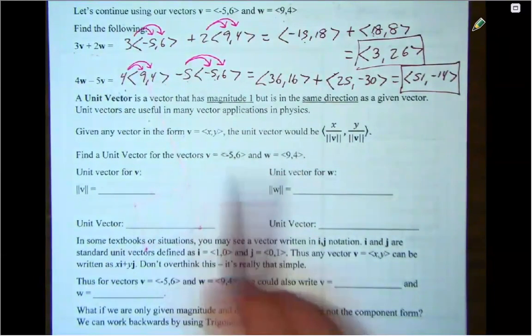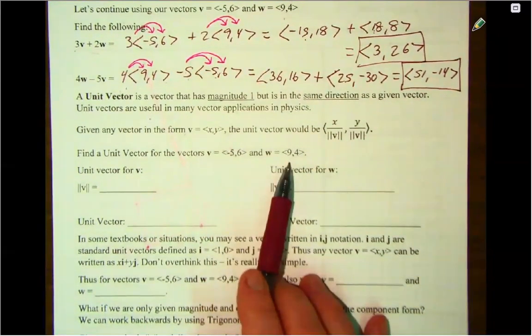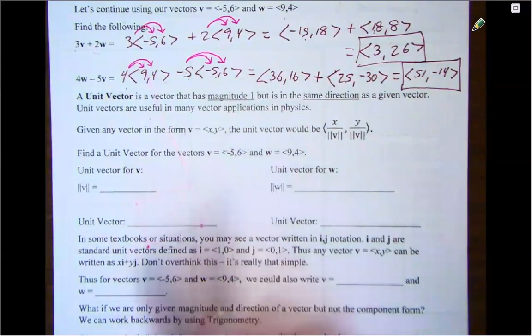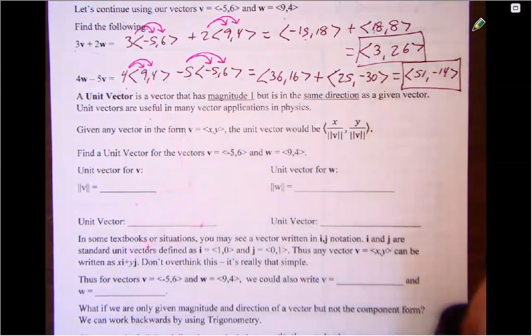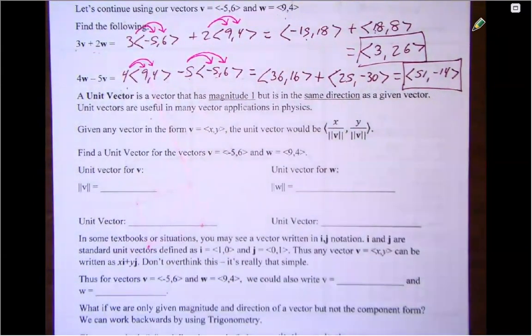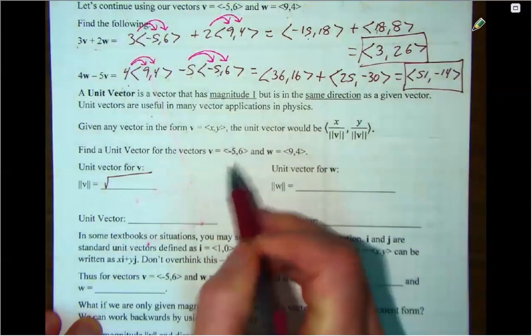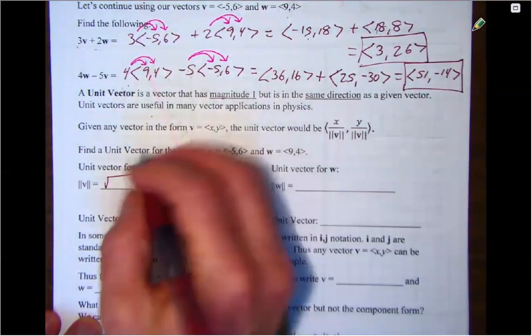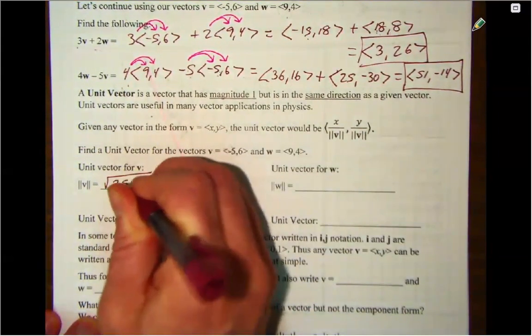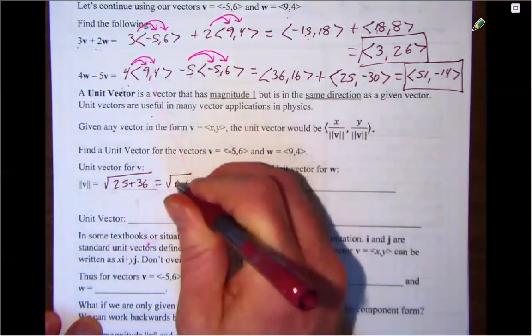If we go back to our same two vectors we've been using, V and W, all we need to do is find the magnitude of those vectors. We did that yesterday, so that was in yesterday's notes. Remember, the magnitude is just the square root of the sum of the squares. So this would be the square root of 25 plus 36, which is the square root of 61. Don't even care about the decimal.